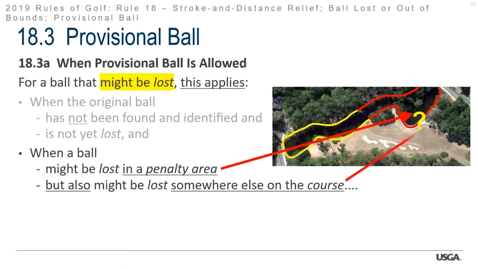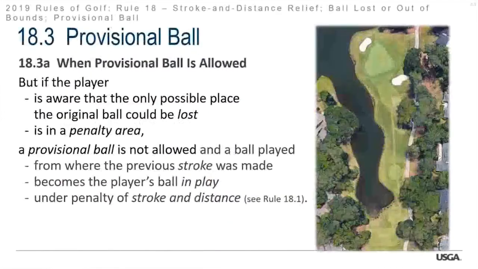So when a ball might be lost in a penalty area but also might be lost somewhere else on the course, as I just talked about, here's a good example of it. A player hits a ball toward an area. We're not sure if it's in the penalty area or if it's in that wooded area. A provisional is allowed in that situation. But if the player is aware that the only possible place the original ball could be is in a penalty area, a provisional ball is not allowed, and a ball played from where the previous stroke was made is now the player's ball in play under stroke and distance.